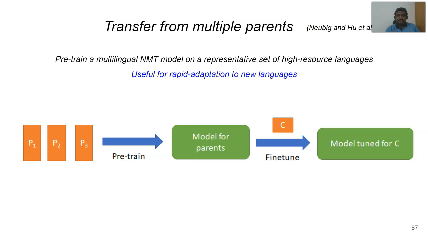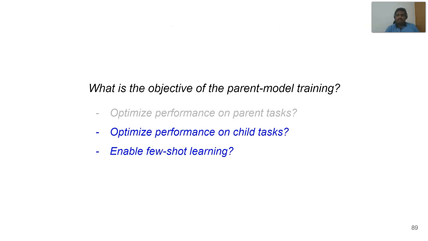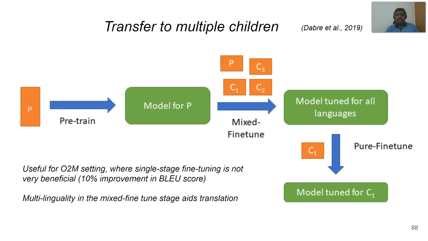We can have a scenario where we have multiple children, right? What has been observed in the literature is that in the one-to-many scenario, transfer learning is not as helpful as the many-to-one scenario. However, sometimes you have multiple child languages available where you want to transfer to all these languages.